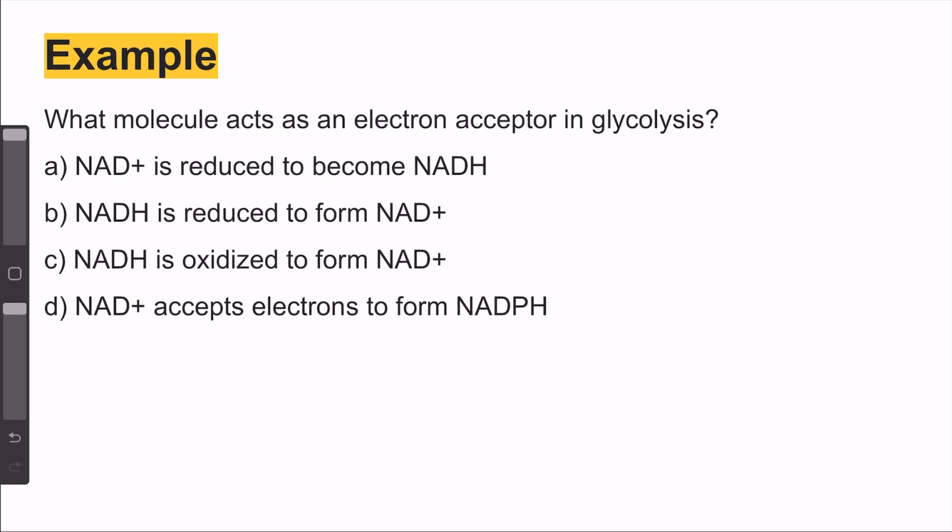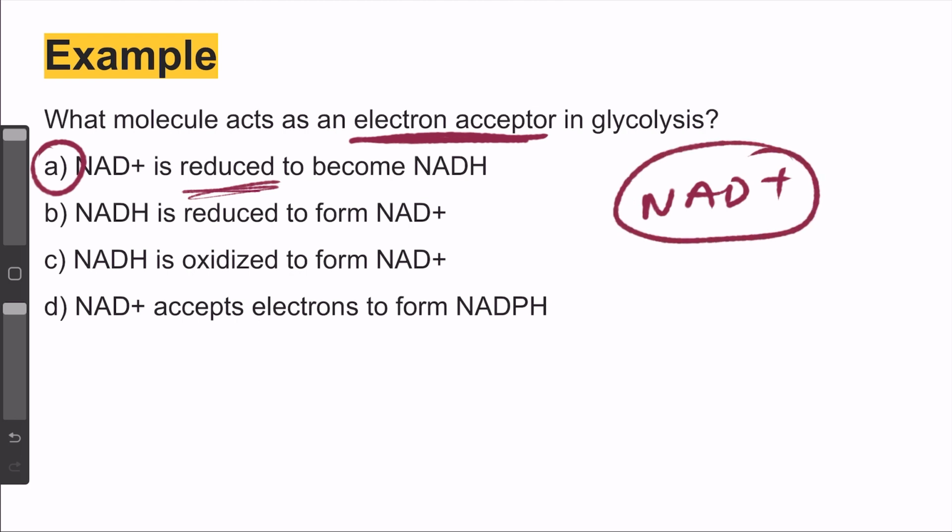The key term here is electron acceptor, because NAD+ is the electron acceptor, which is reduced. Therefore, this means if you read through all the options, we see that A is NAD+ is reduced to become NADH. So that would mean that A is the correct option. But let's go through the other options to see why A is correct.